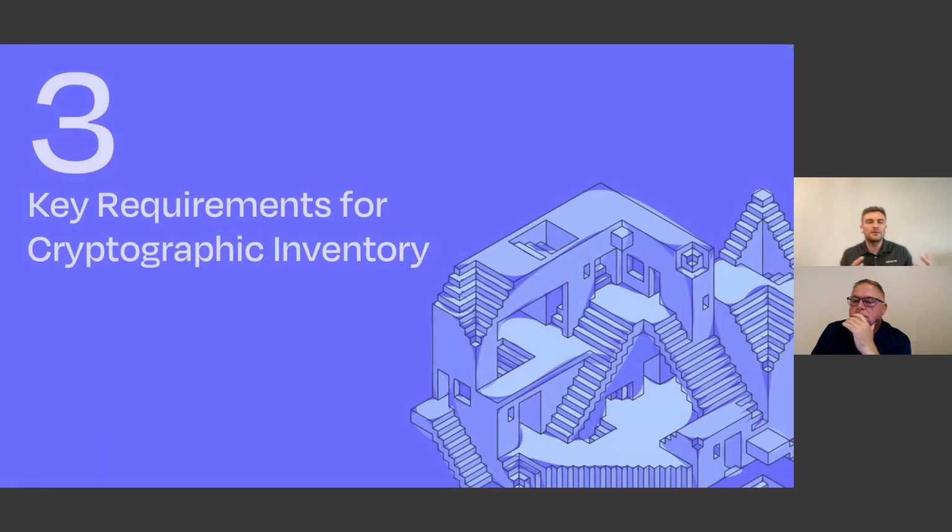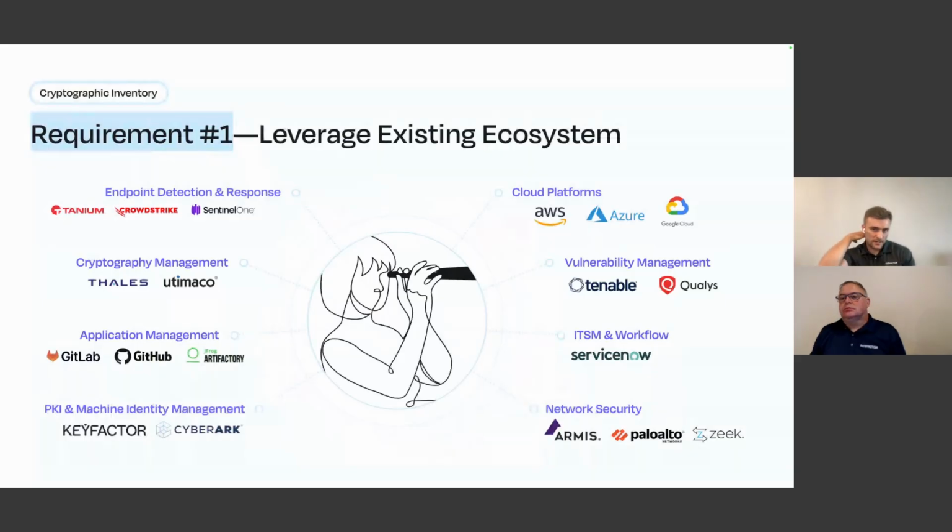But let's talk about these 3 core requirements. And first, I think it's all about using the tech you already got, right? It's not as much about deploying new tools as it is about coordinating efforts and correlating inventory that might be in solutions you already have. Most organizations have many of these different components, and they all contain valuable data about cryptographic assets. It's about connecting the dots, and that requires people, process, technology.